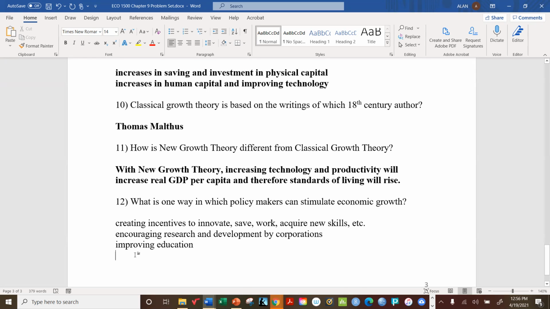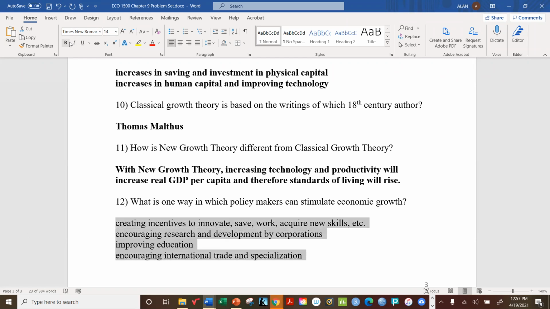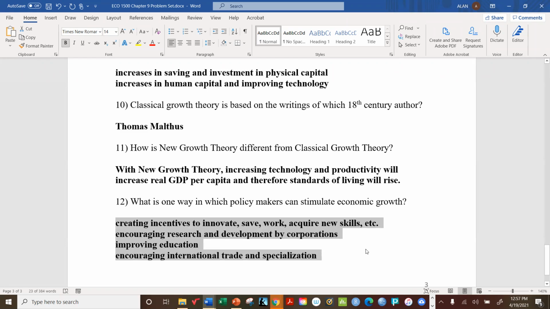One more: encouraging international trade and specialization. In other words, take advantage of comparative advantage. That means do not interfere with trade, because we know that with comparative advantage, all output can grow throughout the world.